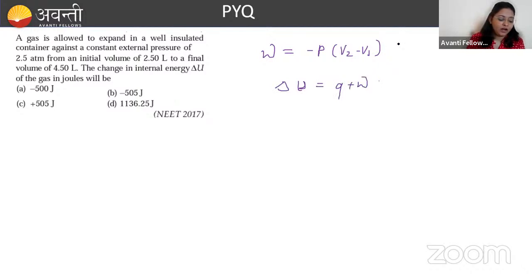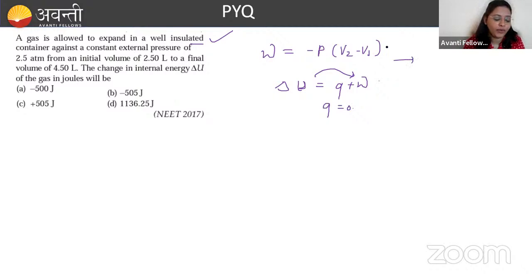Here the container is well insulated. Means heat will neither enter nor go outside. That means this process is an adiabatic process. So whatever W value we are going to get is nothing but your internal energy. So just put all these values here. So W is equal to minus P.